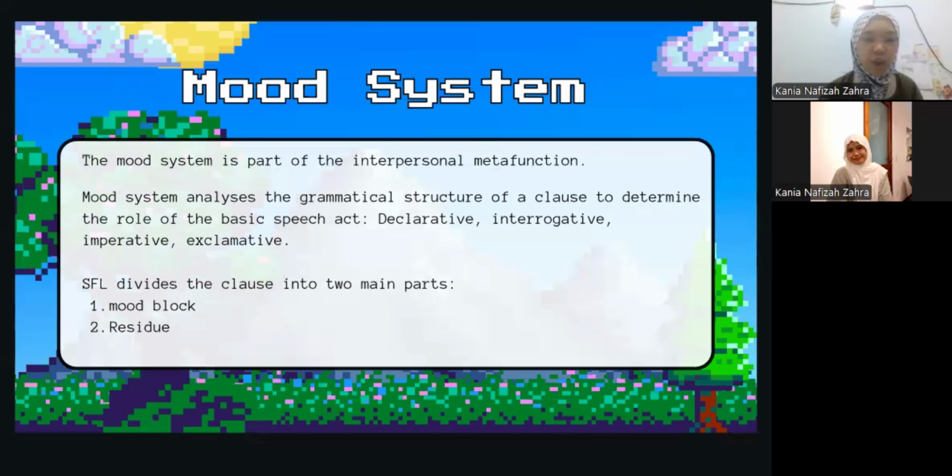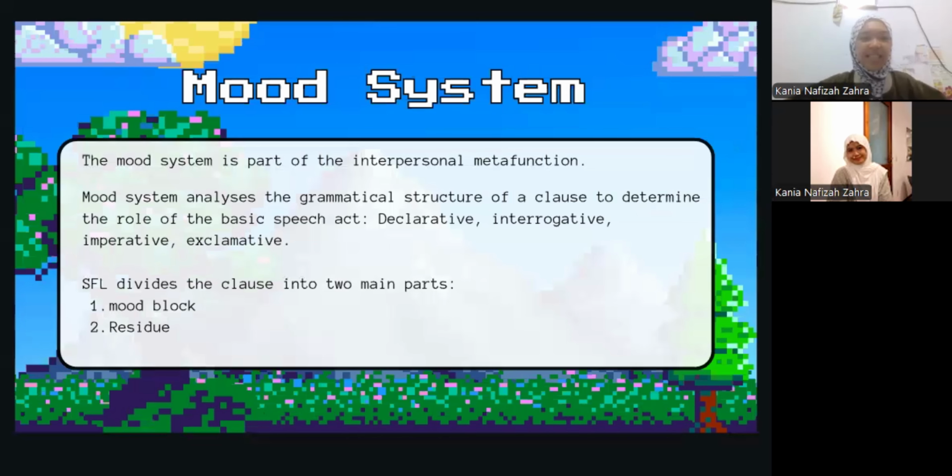Okay, now you have known the types of speech that you will commonly find in the mood system. Now we will try to analyze the mood system. In SFL, we divide the clause into two main parts. The first one, Mood block, and the second one is Residue.